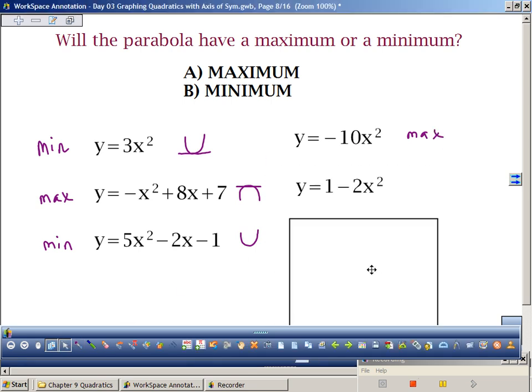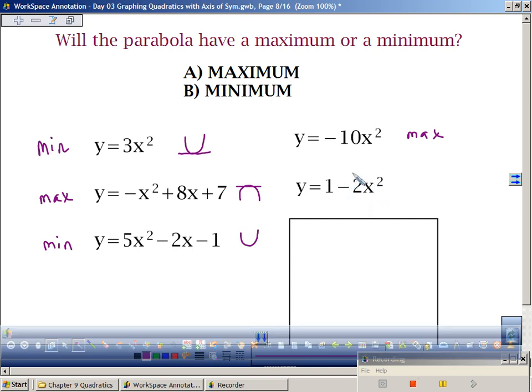This one? A maximum. Why? Tell me why. Because it's a negative 2x squared. This is what judges whether or not it's going to be a maximum or minimum. Let's ask this. Let me rewrite it. What does this graph look like?